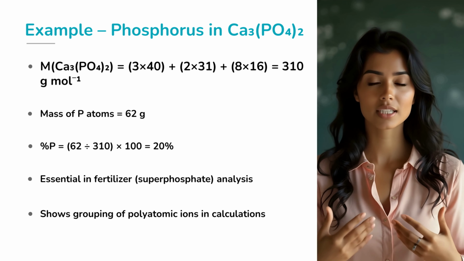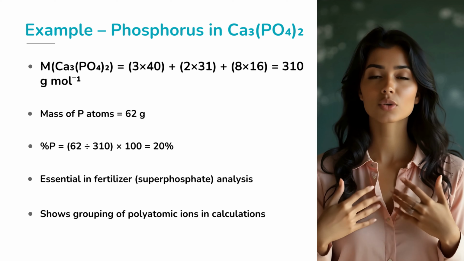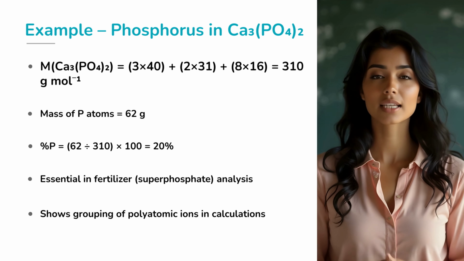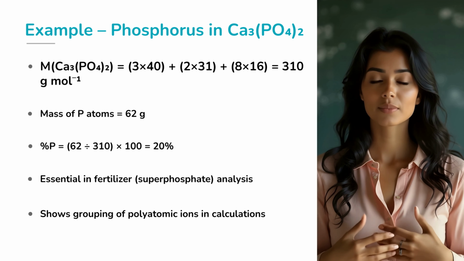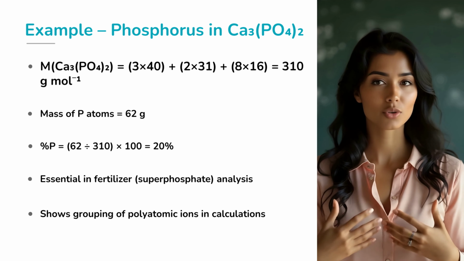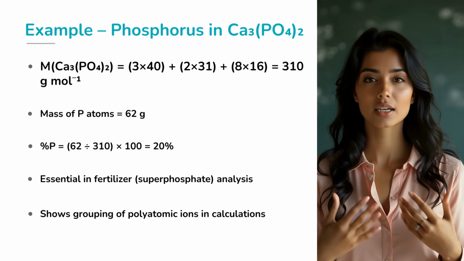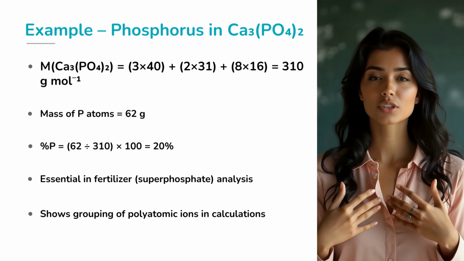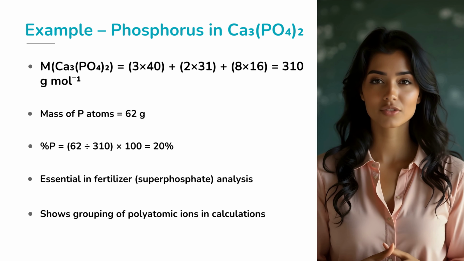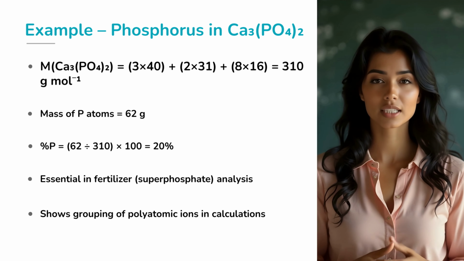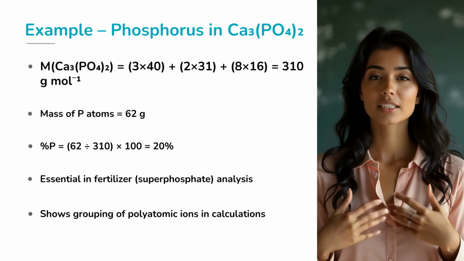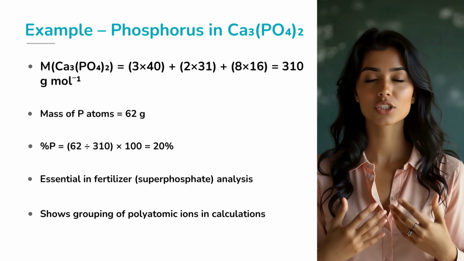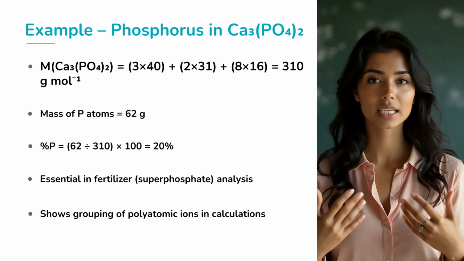The molar mass works out as 3 times 40 for calcium, plus 2 times 31 for phosphorus, plus 8 times 16 for oxygen. That adds up to 310 grams per mole. Out of this, phosphorus contributes 62 grams. Divide 62 by 310, multiply by 100, and you get exactly 20%. So, in every 100 grams of calcium phosphate, there are 20 grams of phosphorus available for plants. That's why chemists and farmers alike care about percentage composition. It directly connects lab calculations to the fertility of soil and the food on your plate.